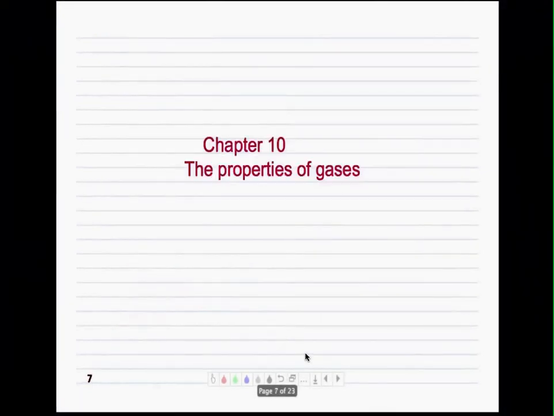And with that, that's the end of chapter 9. We're going to start with chapter 10, which is about the properties of gases.